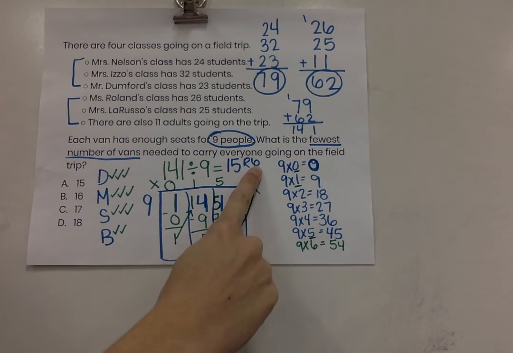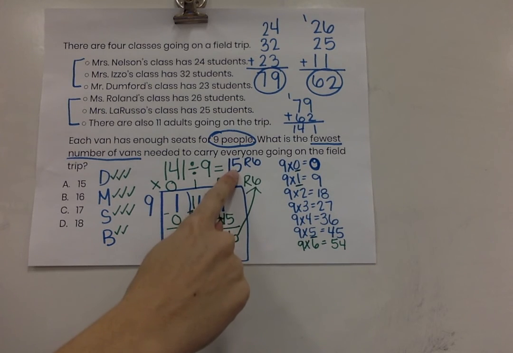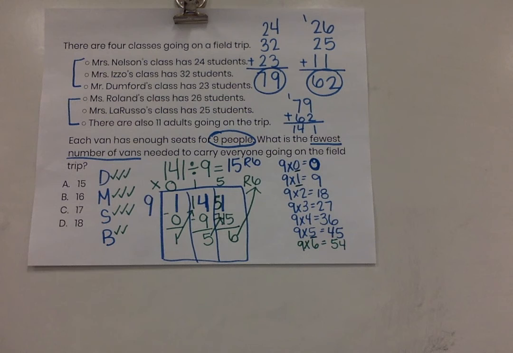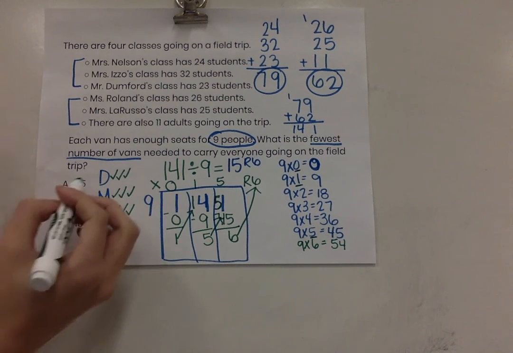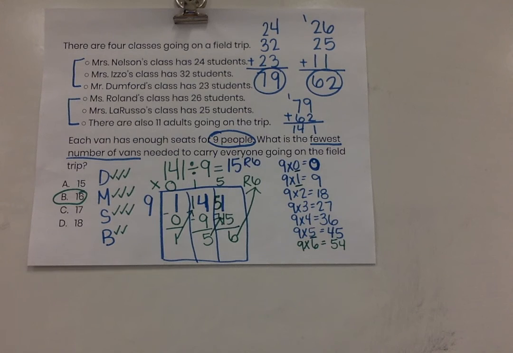They're just standing outside. Do they not get to go on the field trip? Of course not. They get to go on the field trip too. We need to get another van. So we need to add 1 to our quotient. When we add 1 to our quotient, which is 15, we'll get 16. So the fewest number of vans would be 16.